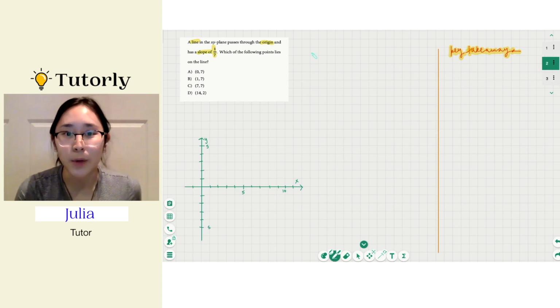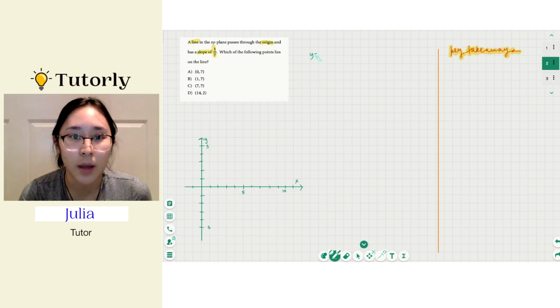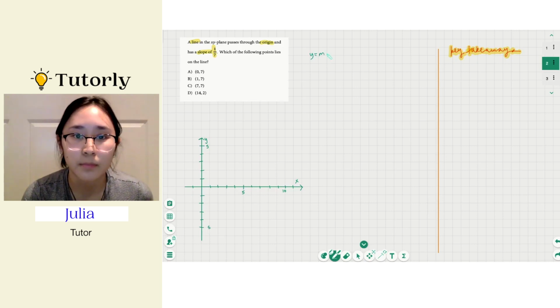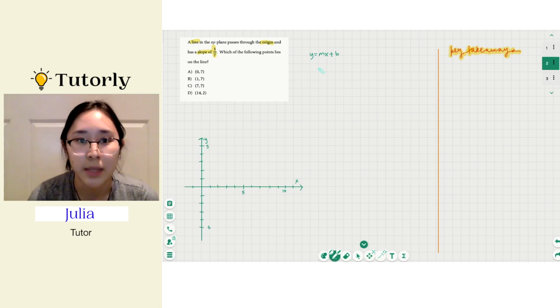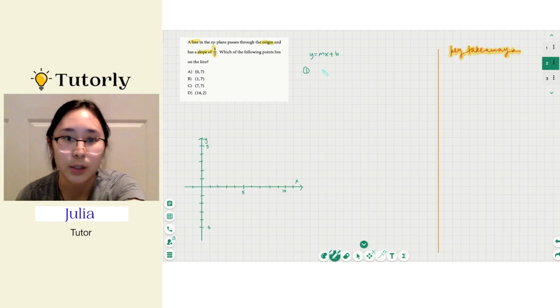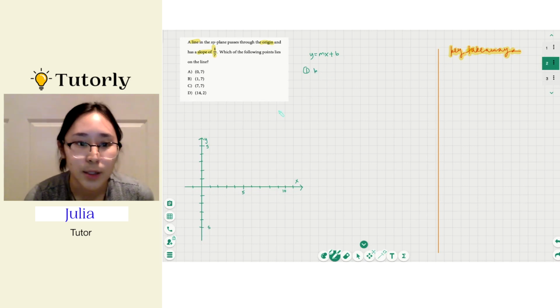So what is the equation of a straight line? Well, the general equation is y equals mx plus b, where m is the slope and b is going to be the y-intercept. Now I'm going to break this problem down into three main parts. The first part we're going to look at is the y-intercept. So we can see that the line is going to pass through the origin.